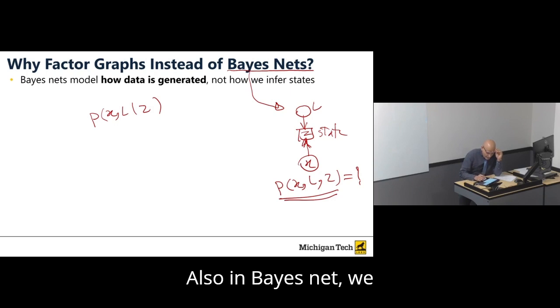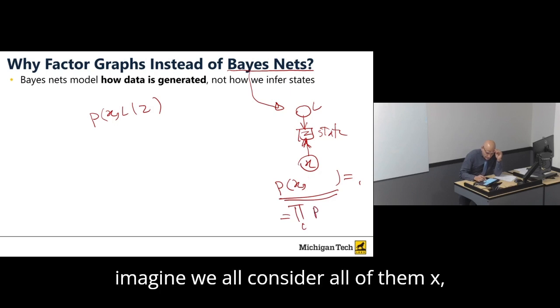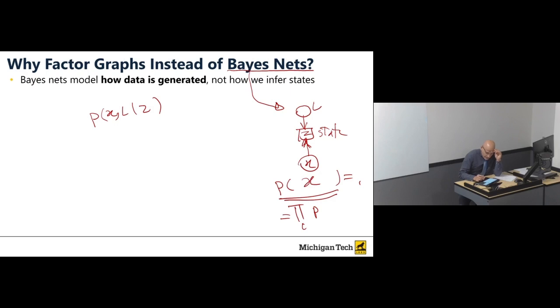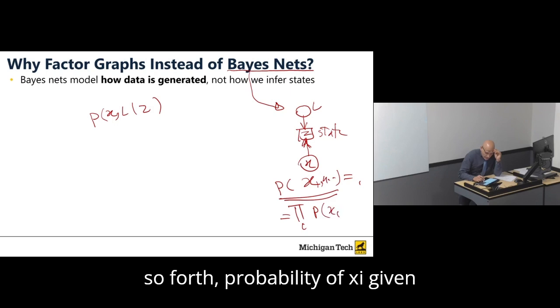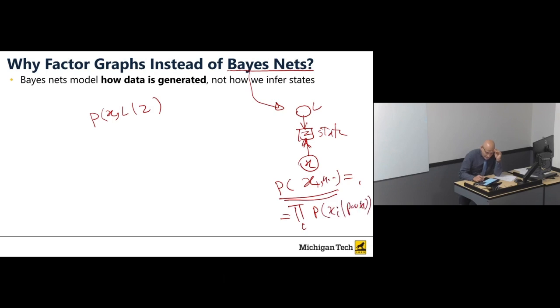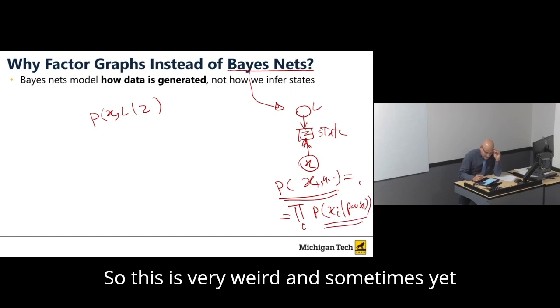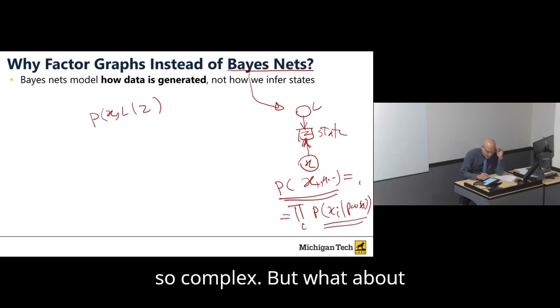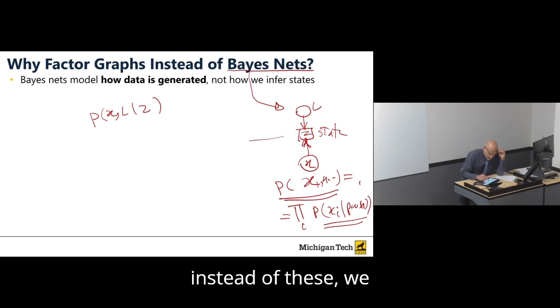Also in BayesNet, we mentioned that this is a product of, imagine we consider all of them X1, X2, and so forth, the probability of Xi given parents of Xi. So this is very weird and sometimes gets so complex. But what about, instead of this, we consider another thing, like factors. We consider a product of factors.